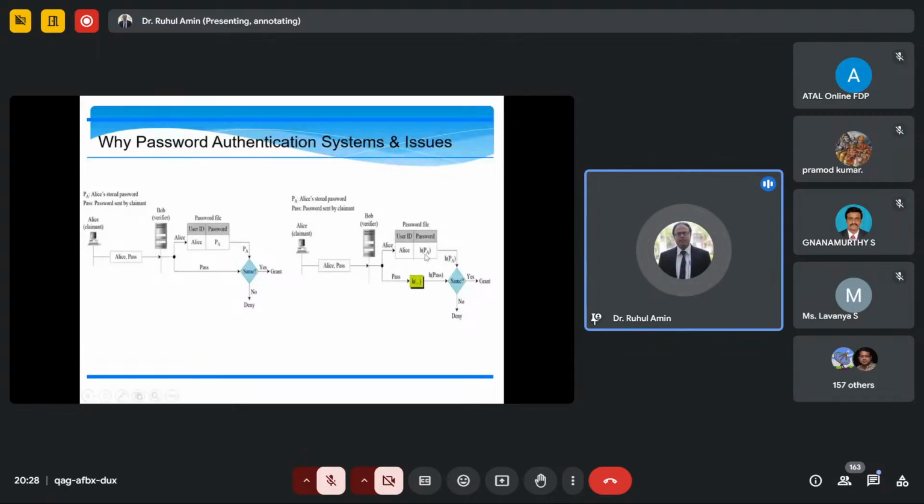For example, H of PA is there. Passwords might be of two types: one is low entropy, another is high entropy. For example, you are using a dictionary word, say tiger. So H of tiger means what? It will give some bits. For example, with MD5 you get 128 bits.